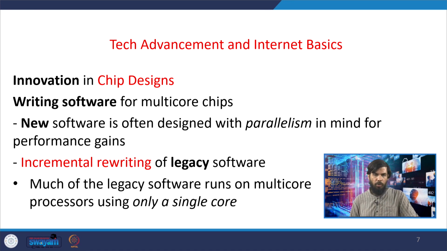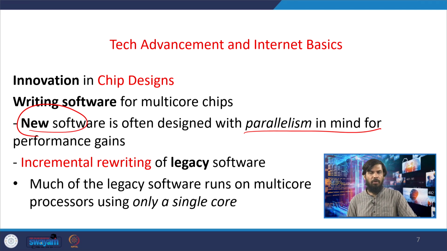However, when we talk about new software, these are more often being designed with parallelism in mind for performance gains, because if you can write good software and take advantage of multiple processing cores, then there would be gains. So new software, more often than not, would be designed and written keeping parallelism in mind. So that has started happening.